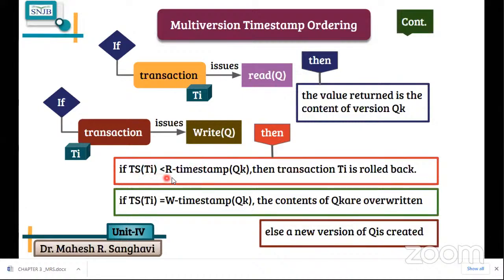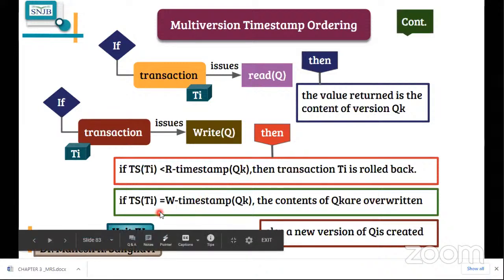If TS of Ti is less than the write timestamp of Qk, then transaction Ti is rolled back. यहाँ पर TS of Ti, उसका जो भी वैल्यू है वो यदि लेस देन रहेगा रीड टाइम स्टैम्प से, तो नेचुरली राइट ऑपरेशन परफॉर्म करते आएगा क्या, नहीं करते आएगा, वी नीड टू रोल बैक. If TS of Ti is equal to write timestamp of Qk, the contents of Qk are overwritten.